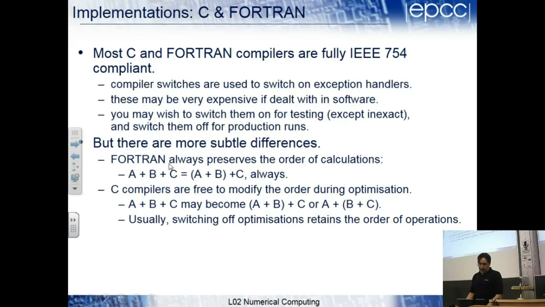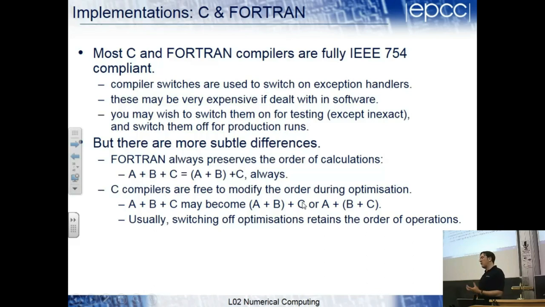How languages cope with this varies depending on the language definition. Now, Fortran, which was written to be a language for numerical calculation, strictly says that these are evaluated left to right. But C is allowed to modify the order during optimization. So the C compiler could decide to do A plus B plus C or A plus B plus C, depending on which it thought was the most efficient to do. So this could mean that the level of compiler optimization you use can change the output of your code.